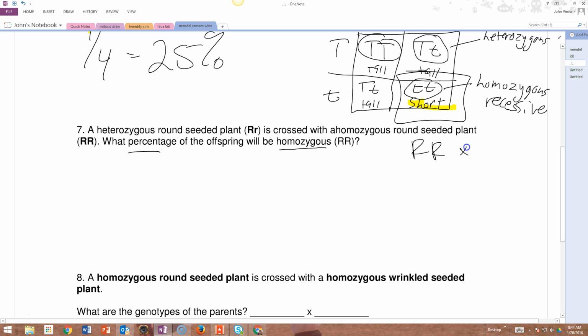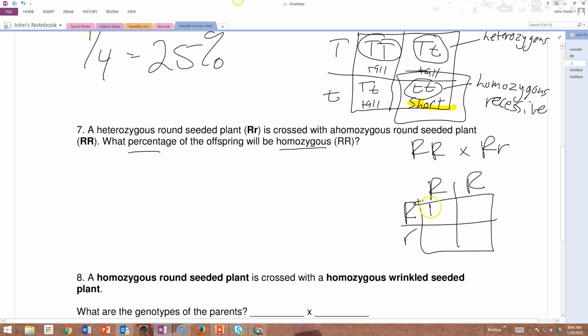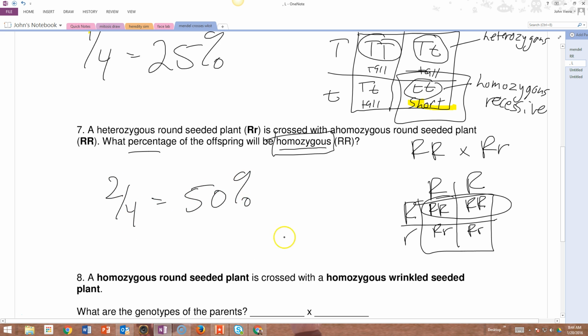So if the parents were homozygous dominant and heterozygous, just do that cross real quick. Homozygous dominant, homozygous dominant, heterozygous, heterozygous. They're all round. It wants you to know how many are going to be homozygous. How many is that? 2 out of the 4, or 50%. Okay?